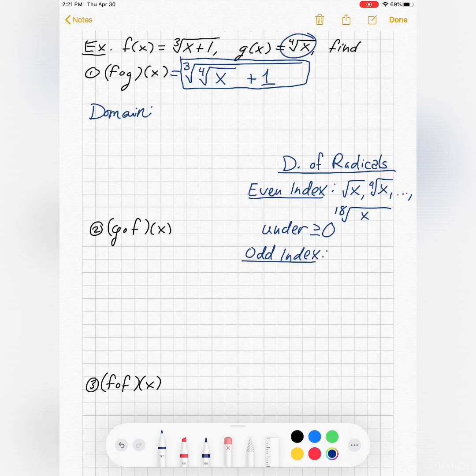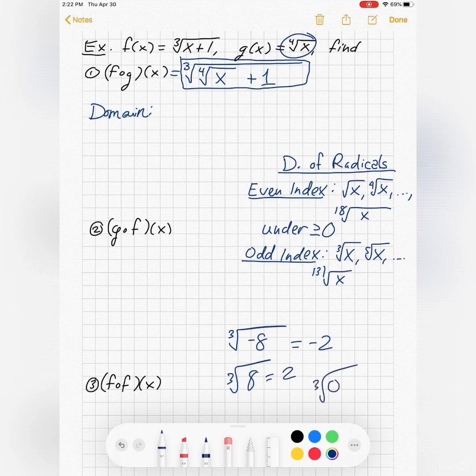What about a root with an odd index? Like cube root, 5th root, 131st root. Well, actually, think about cube root. Cube root of -8 is defined. It's -2. I can take the cube root of +8. It's 2. What's the cube root of 0? It's 0. Actually, roots with odd indexes are defined for all real numbers. So with the odd index root, I actually don't have any restrictions on domain.